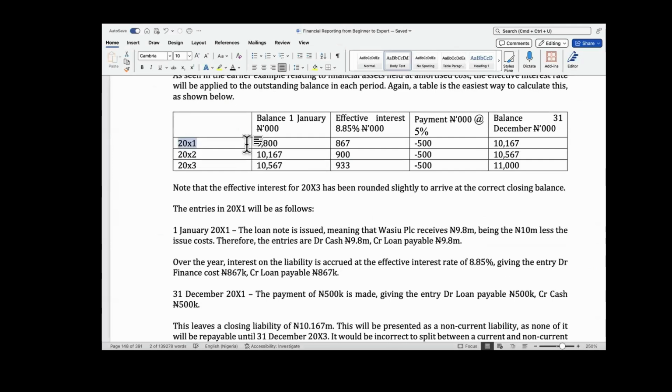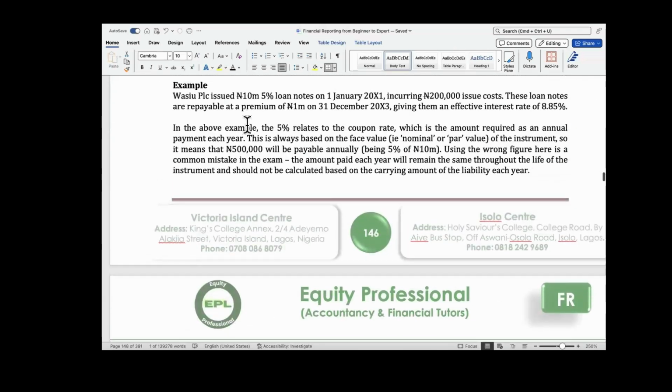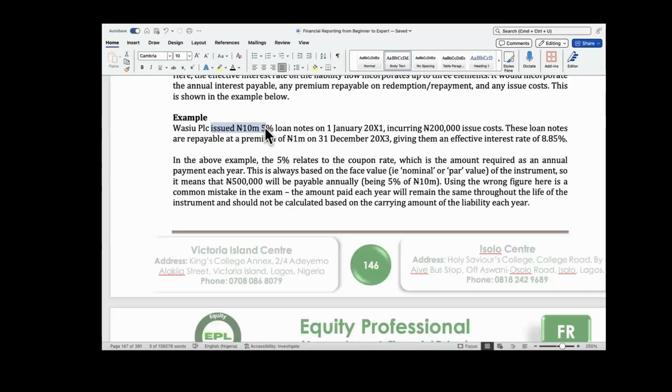In the first year, we are recognizing 9.8. Why are we recognizing 9.8 instead of 10 million? Because he borrowed 10 million. Why are we recognizing 9.8 million? Anybody?